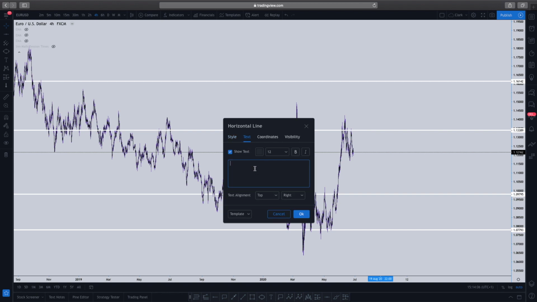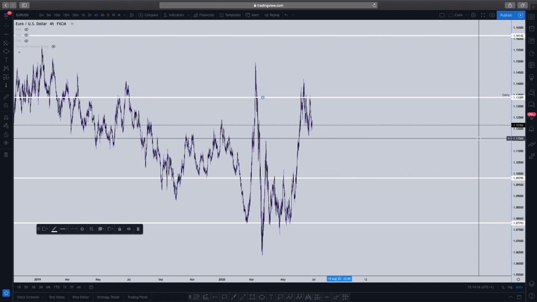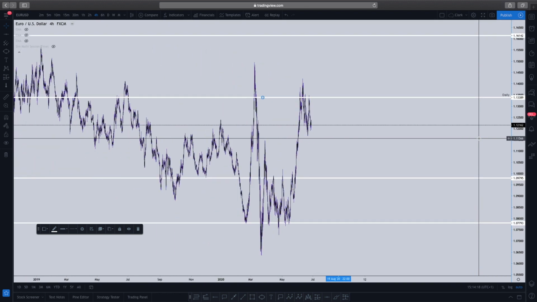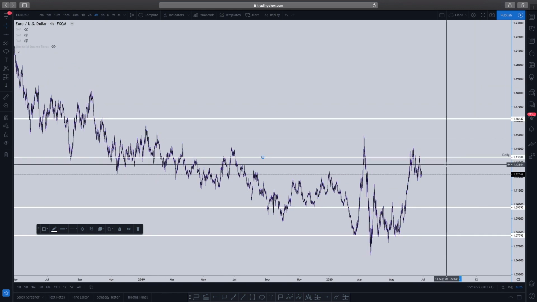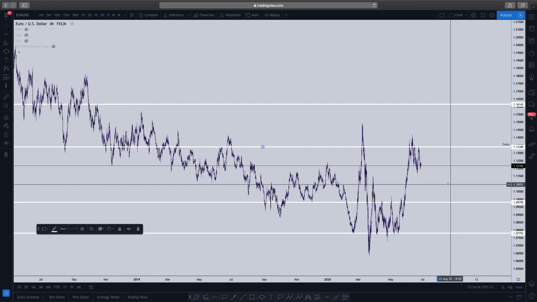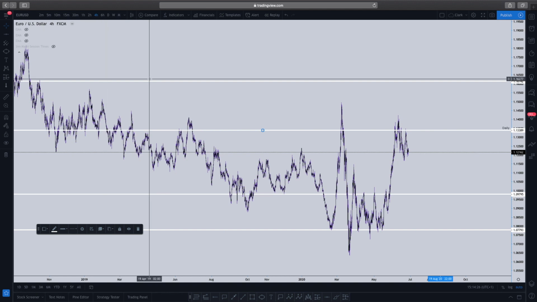And then just write daily. That's it. And it's going to put daily there. So when you see that line, you're going to know that's a daily resistance, or that's a daily key level, or that's a daily support. And that's it. So let's go to the 4-hour.